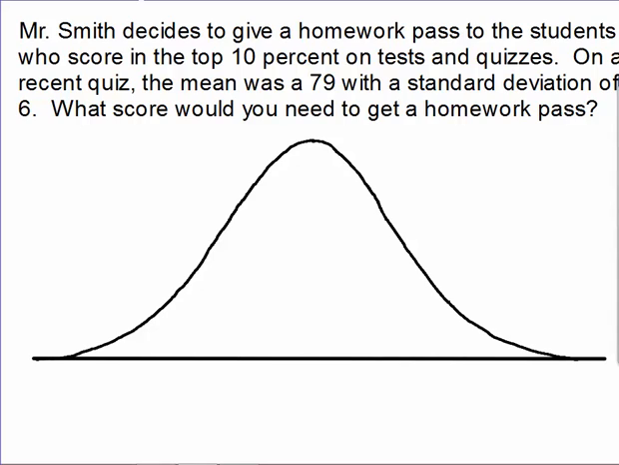On the recent quiz that was taken, the mean was a 79, and the standard deviation was a 6. What I want to find is what score you would need to get a homework pass, to be in the top 10% on the bell curve. What score do you need to have based off of that mean and standard deviation to get a homework pass? So, I essentially know that I want to be in the top 10%. So, I know that what I want to do is be in the shaded area right here.